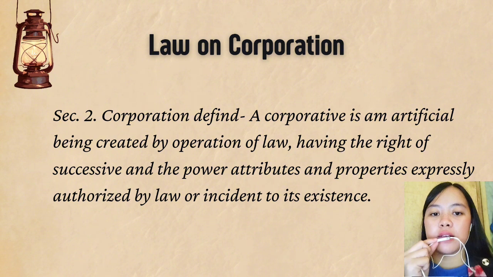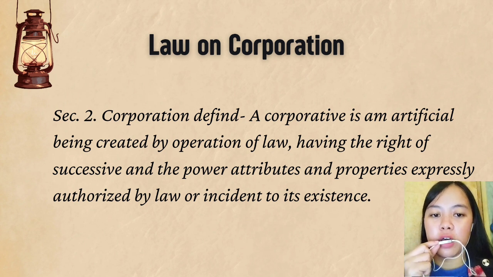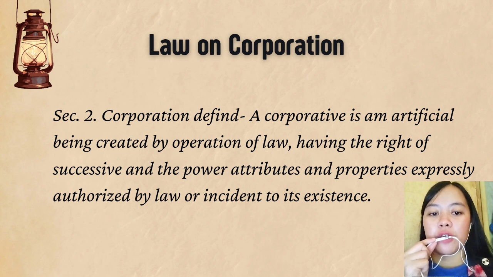Next is law on corporation. Section 2. Corporation defined. A corporation is an artificial being created by operation of law, having the right of succession and the powers, attributes, and properties expressly authorized by law or incident to its existence.